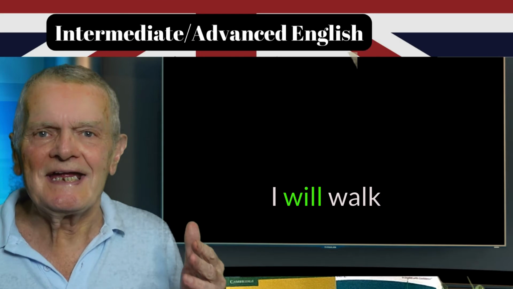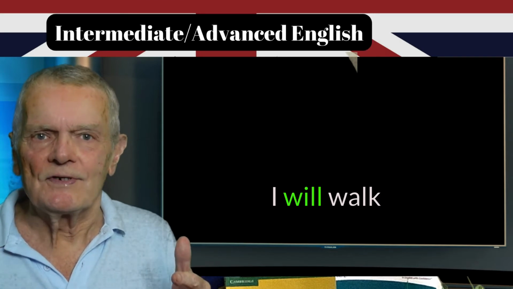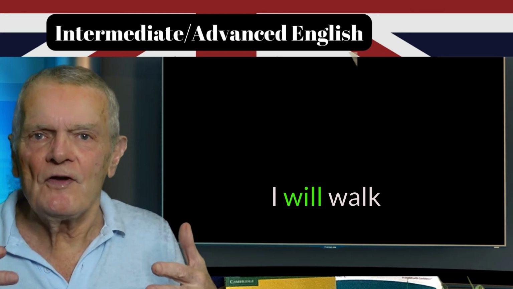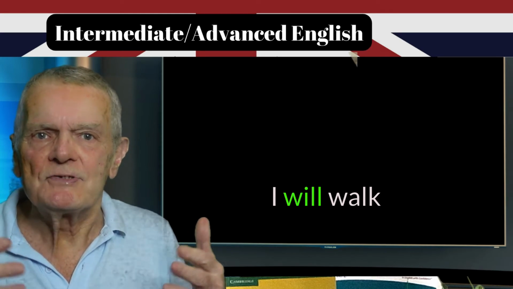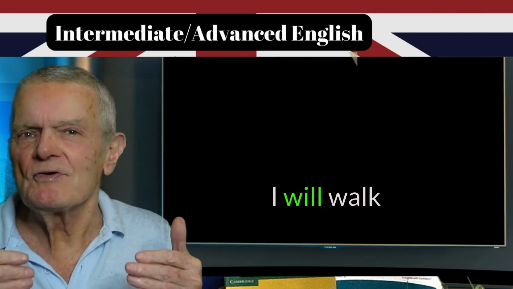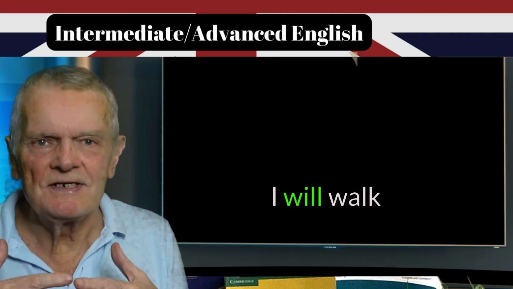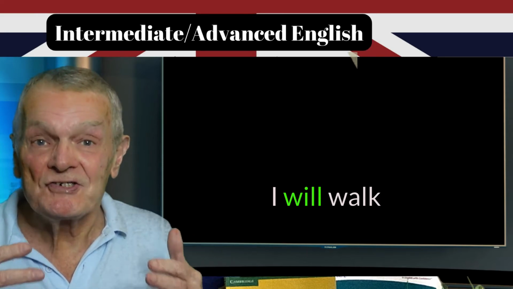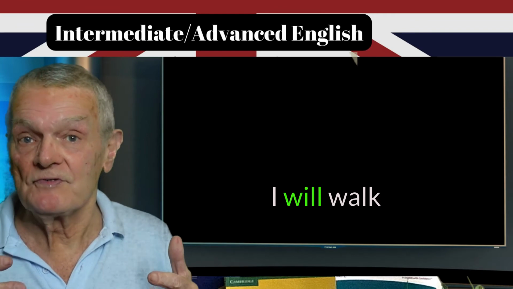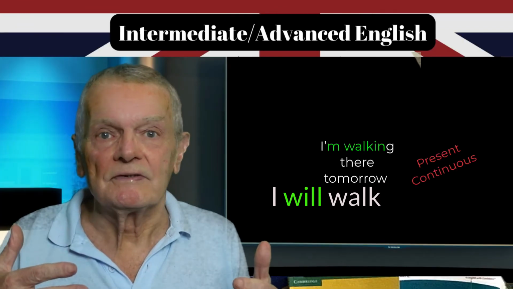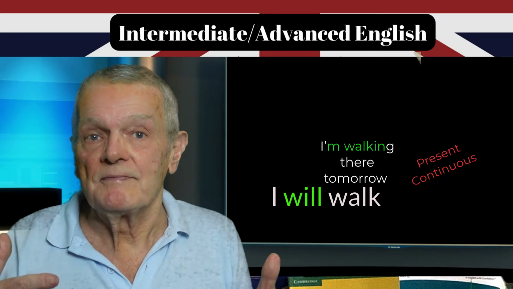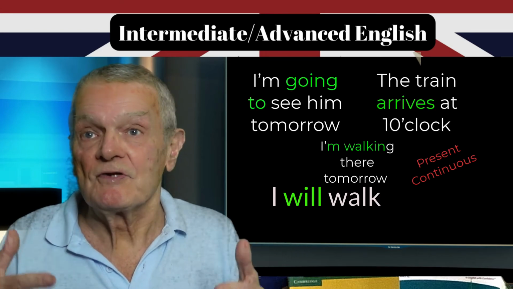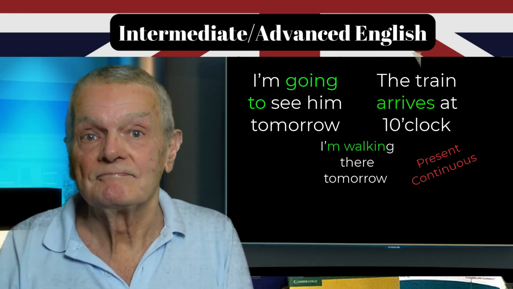Well, the future tense in English, unlike some other languages, we don't have a way of modifying the verb to make it into a future tense. We talk about the future tense using different modal verbs. We use will, and actually we have other ways of talking about the future. We use going to. I'm going to see him tomorrow. We also use present tense. The train arrives at 10 o'clock.